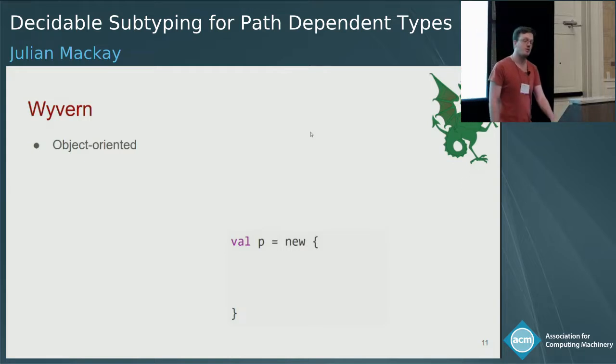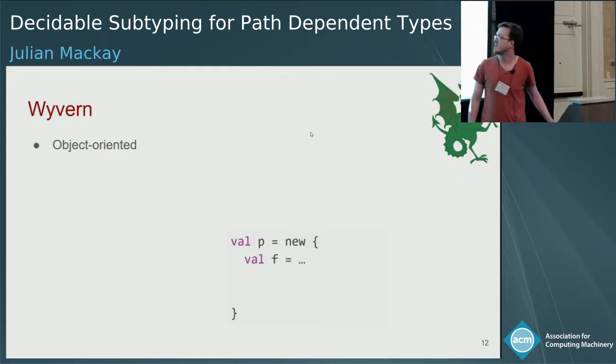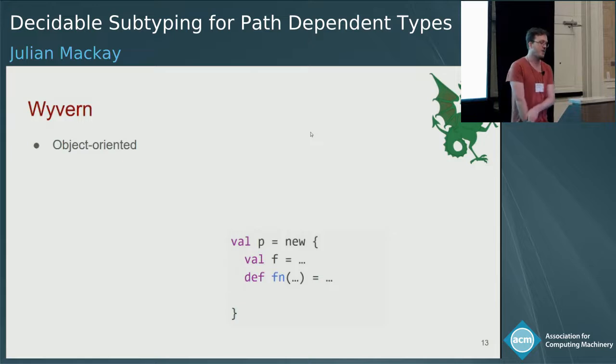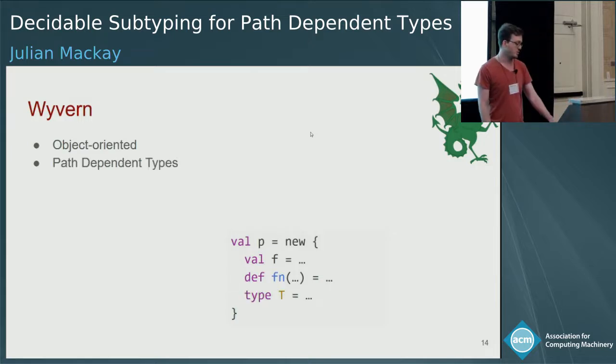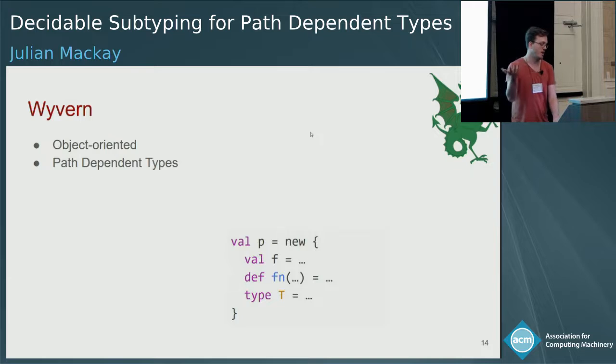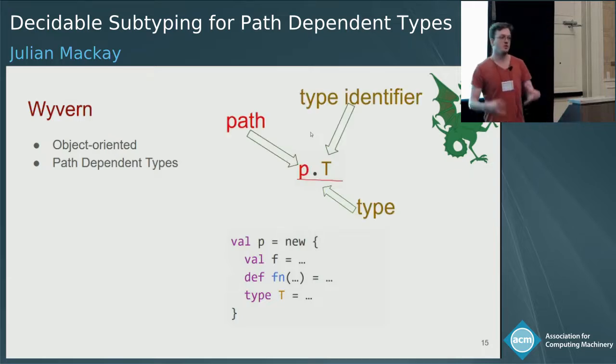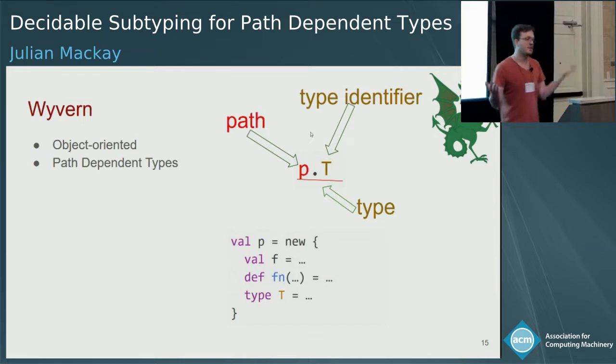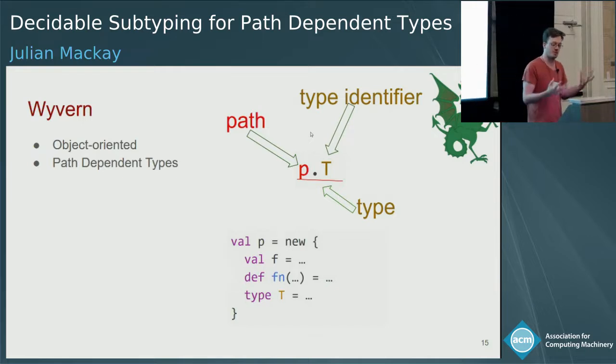Wyvern is an object-oriented language. Objects can have fields, they can have functions, and they can also have these type definitions that we use to define path-dependent types. So you can use path-dependent types or these type members in the same way you might use a field. You do a selection on an object or path where this thing comes from. So in this way, you have a type that's dependent on where it comes from or the path that's used to access it. And you can do some interesting things with this.